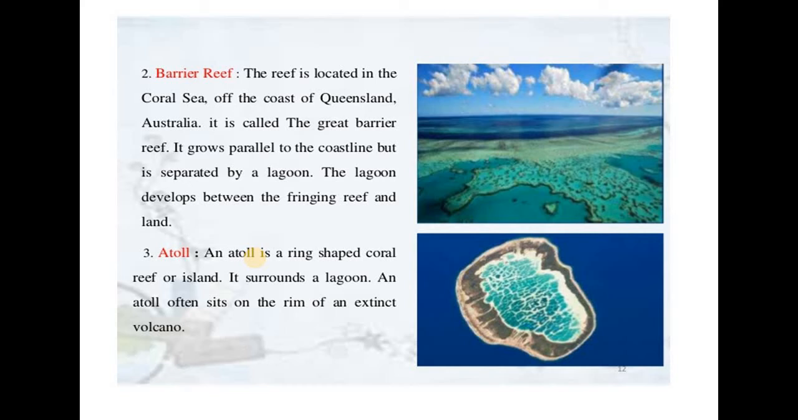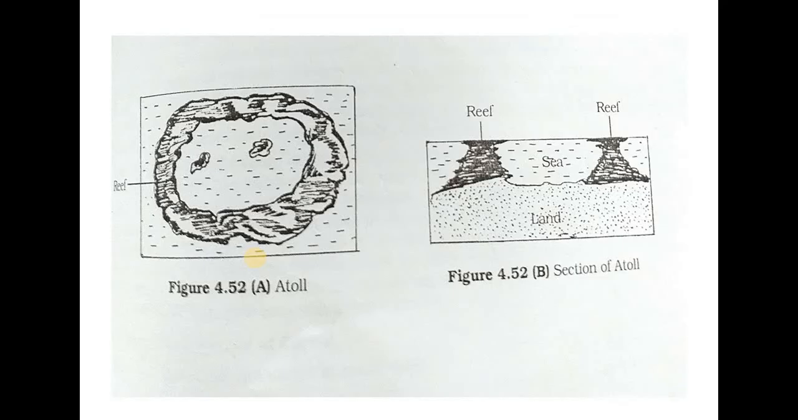Next is atoll. An atoll is a ring-shaped coral reef or an island, and it surrounds a lagoon. This atoll often sits on the rim of an extinct volcano. The atoll is a fringing reef that actually surrounds the peak of a volcanic island, and the island may sink, leaving the reef to look like a circular barrier reef. So the water body enclosed in the circular reef is once again the lagoon.